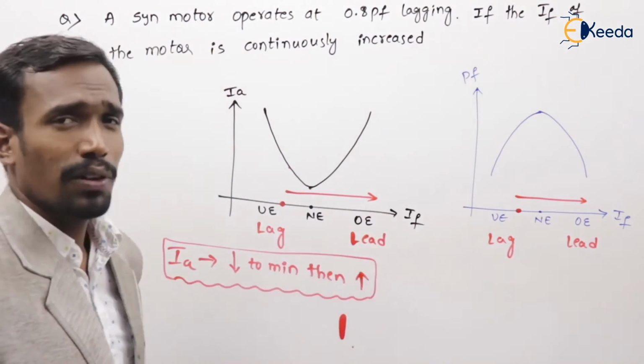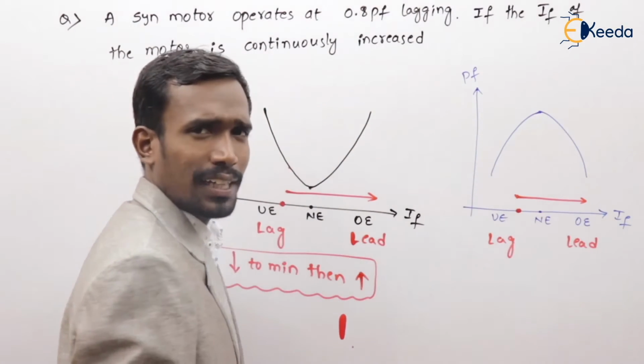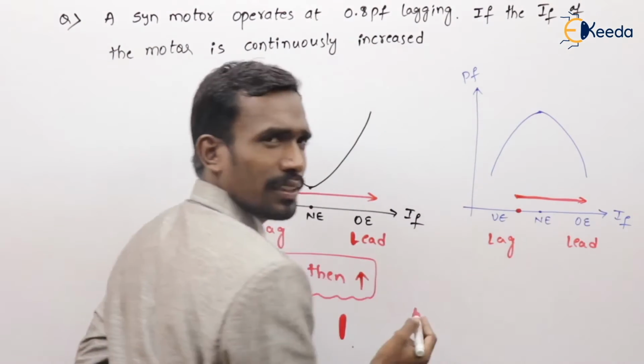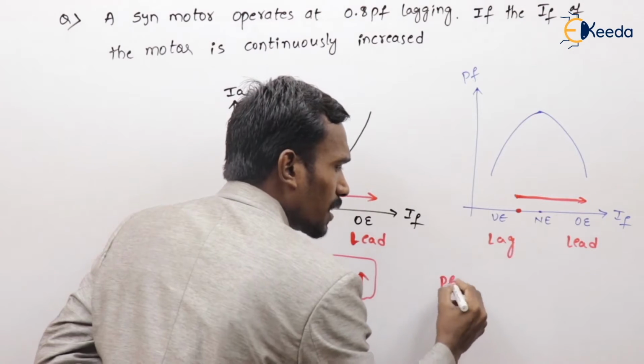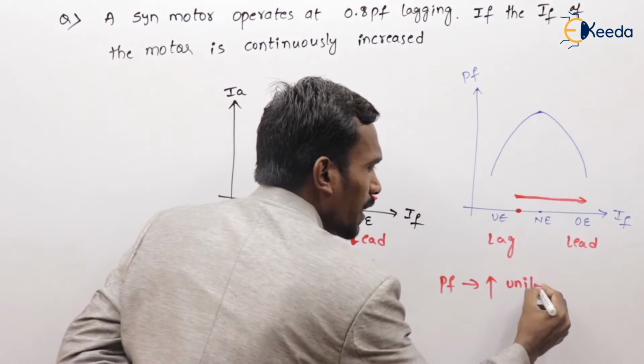What about power factor? Actually, I'm here at 0.8 lagging. From here, they are increasing my field current. First the power factor increases to unity.